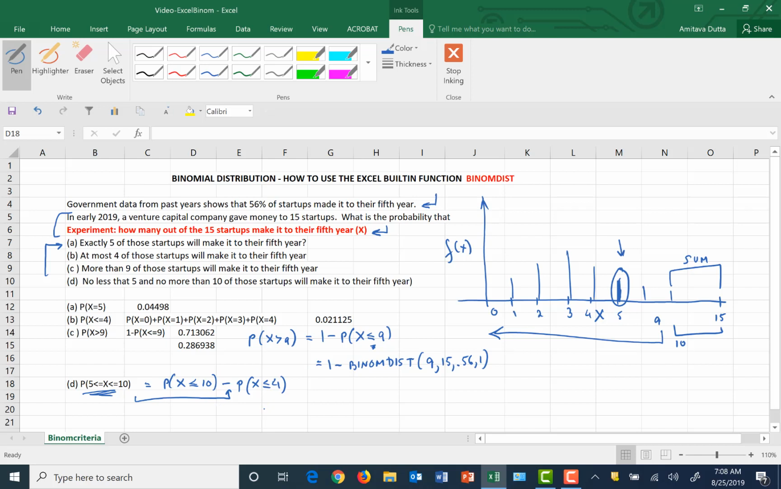So this would simply be binom dist 10, 15, 0.56, 1 minus binom dist 4, 15, 0.56, 1. So let's actually do that computation and see what we get.